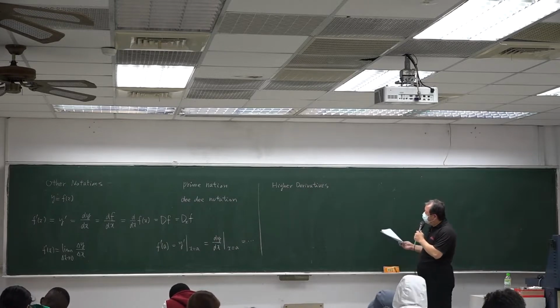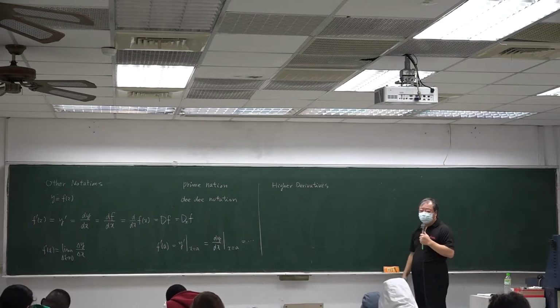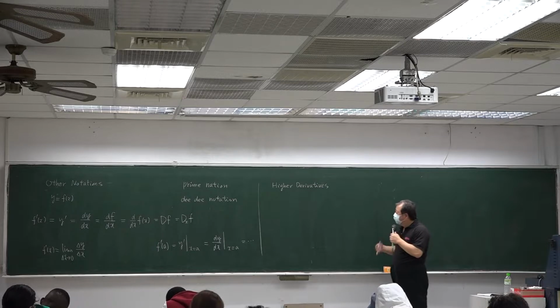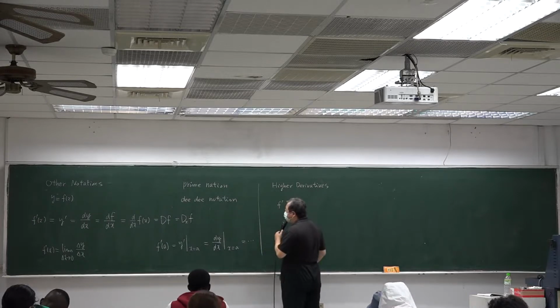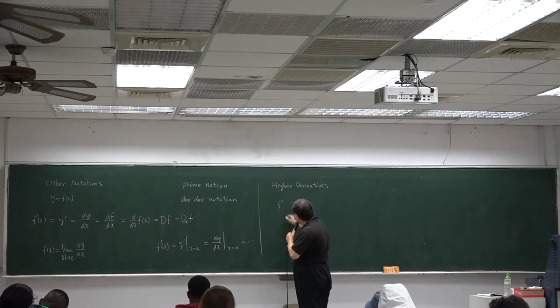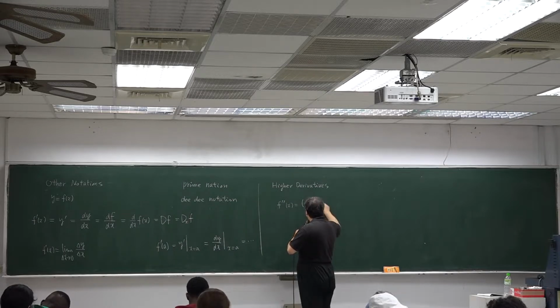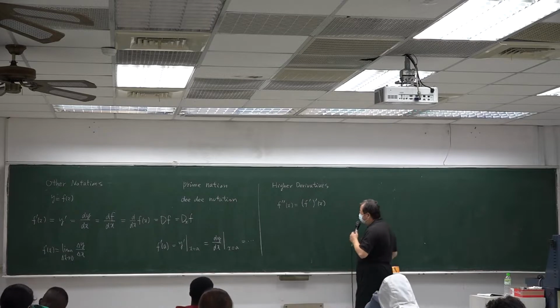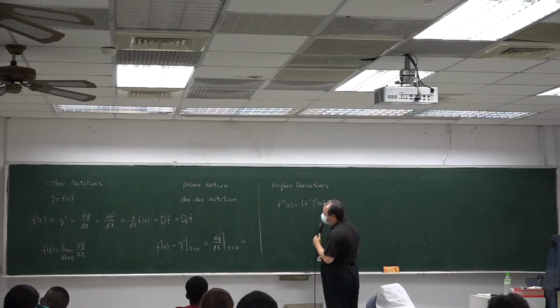Higher derivatives, or higher order derivatives. Well, f prime is the derivative of the function f. If we use double prime, this means the prime of f prime of x. Okay, double prime, the second order derivative. This is the prime notation.